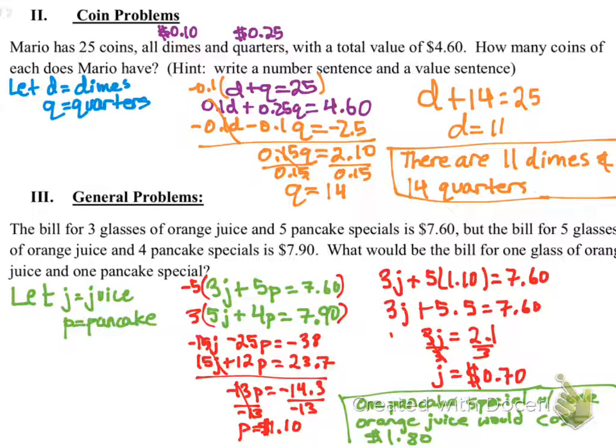So there's my work. I eliminated the j's, so I multiplied by 3 and -5. And I got 1 pancake special is $1.10 by itself. And then when I plugged in P to one of the equations, I got a glass of orange juice cost 70 cents by itself. But the question said, what would the bill be if I ordered 1 glass of orange juice and 1 pancake special? So I would add those two together, and so the total would be $1.80.